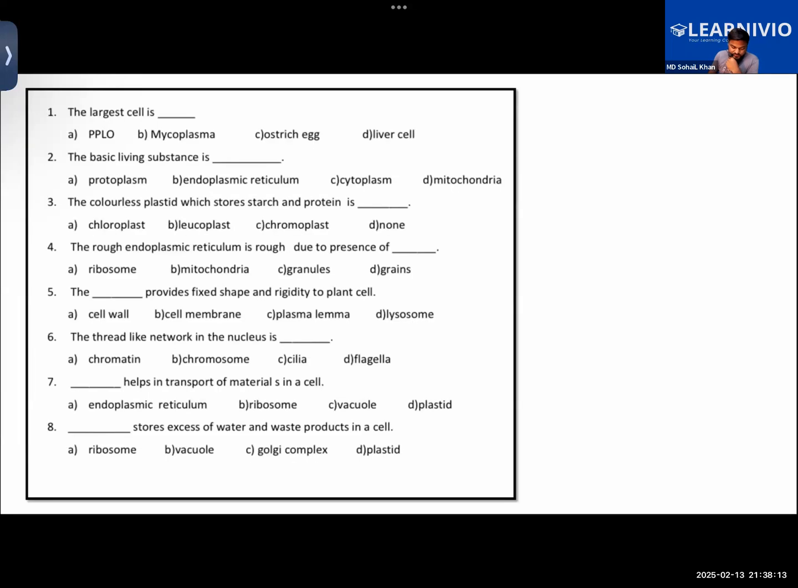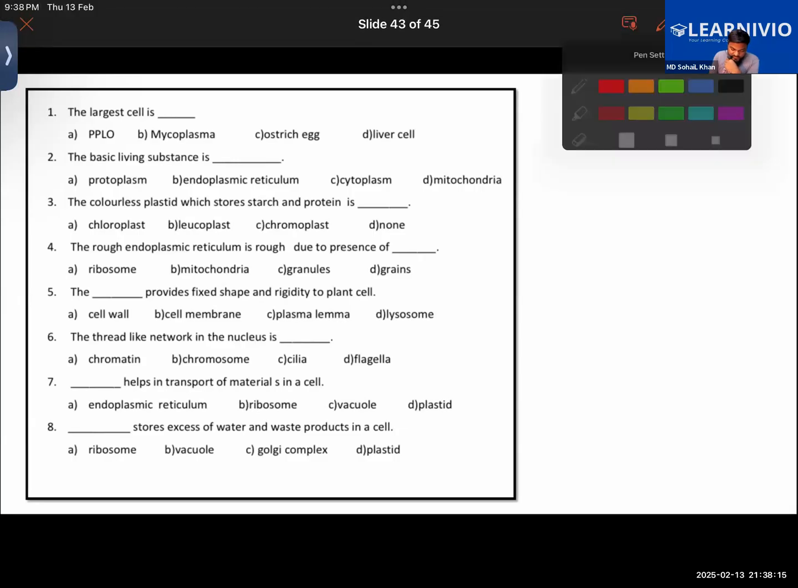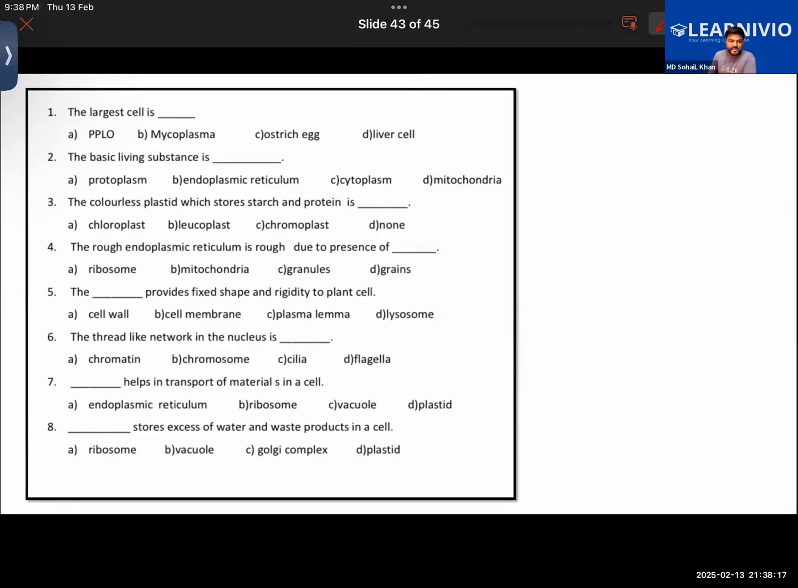Prokaryotic and eukaryotic cells. Answer the following questions: which is the largest cell out of the following options? Ostrich egg. That's obviously the ostrich egg. Good.